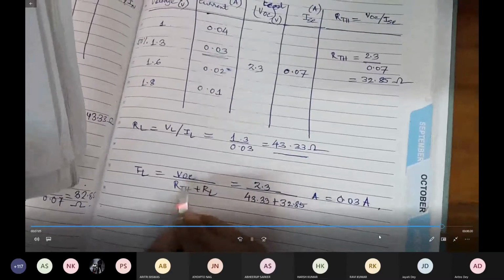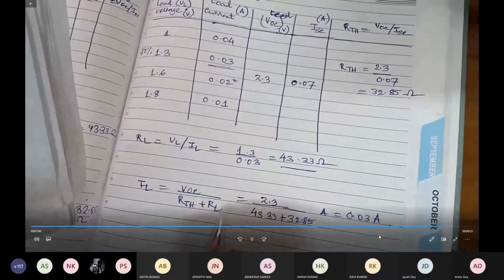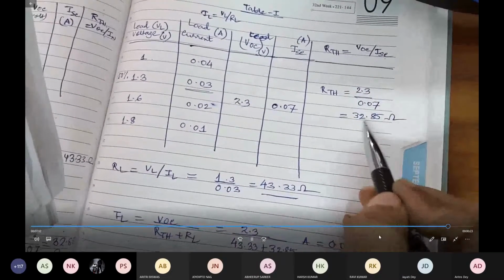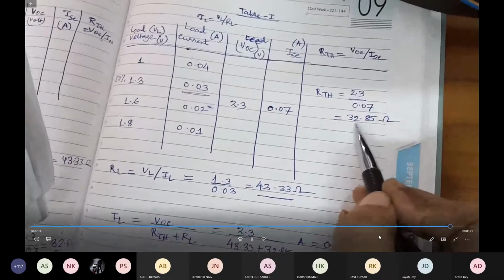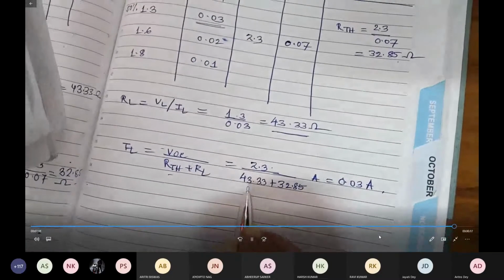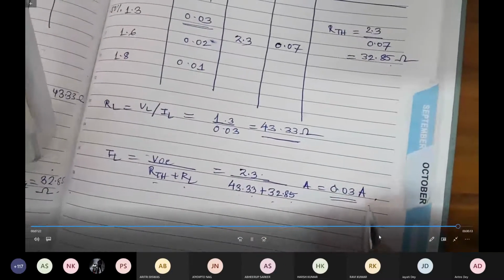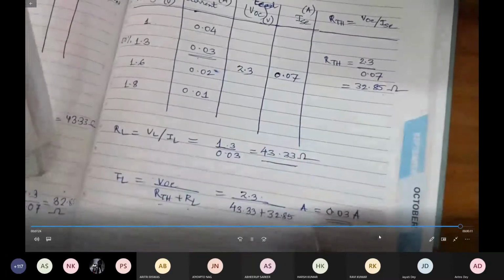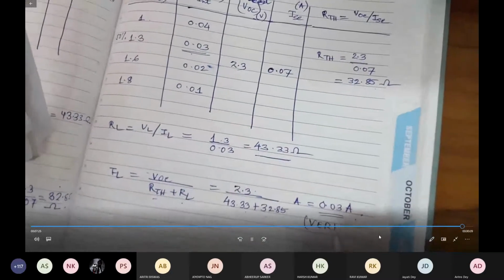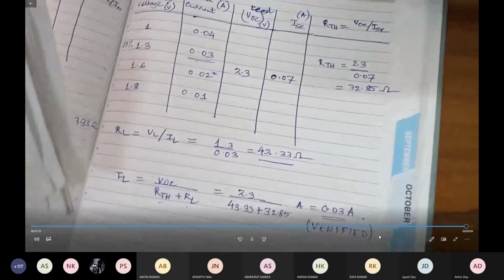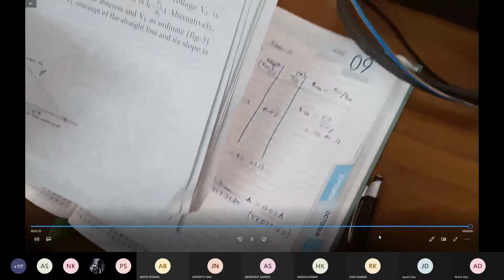How will we verify? This will be VOC by RThevenin plus RL. How are we getting RThevenin? That is VOC by ISC. So it is coming out to be 2.3 by 0.07, which is 32.85. So now VOC 2.3, RThevenin 32.85, RL is 43.33. It is coming perfectly 0.03 ampere. That means it is getting verified. The Thevenin's theorem is verified. Okay. So that is all about the Thevenin's theorem verification.